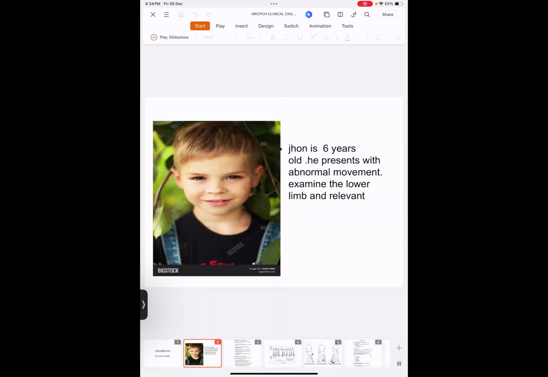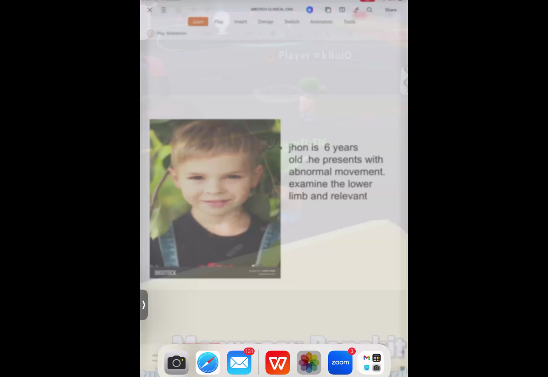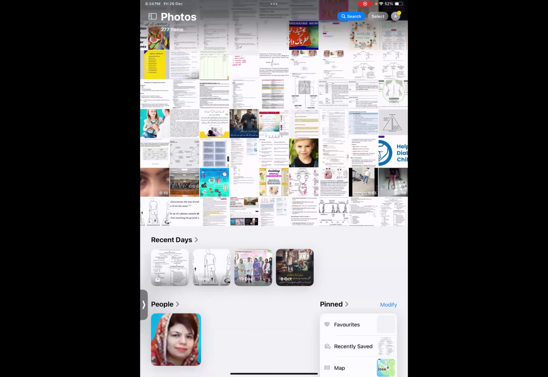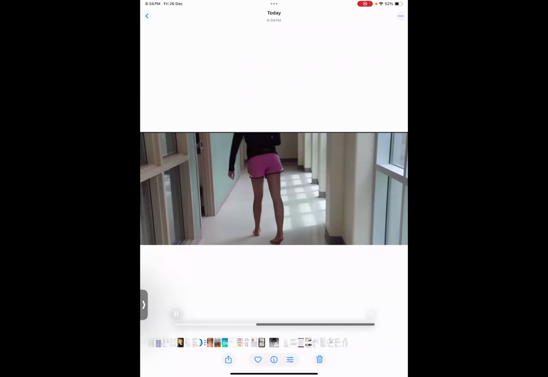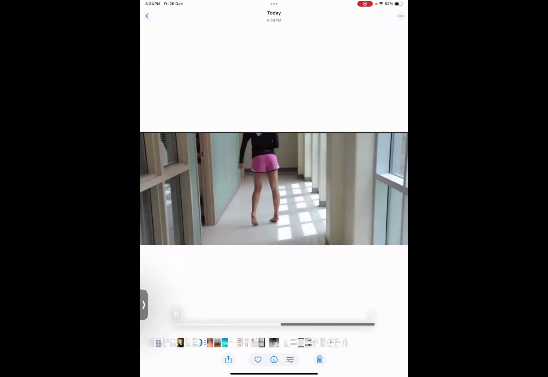Abnormal movements. Examine the lower limb and relevant. I'm showing you the video of the patient. This is a 6 year old child. Examine the lower limb and relevant.